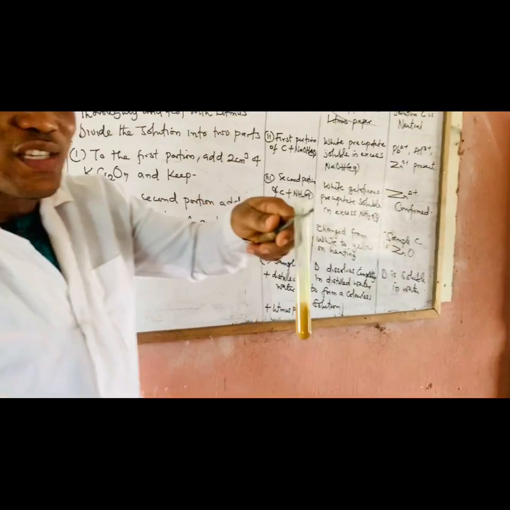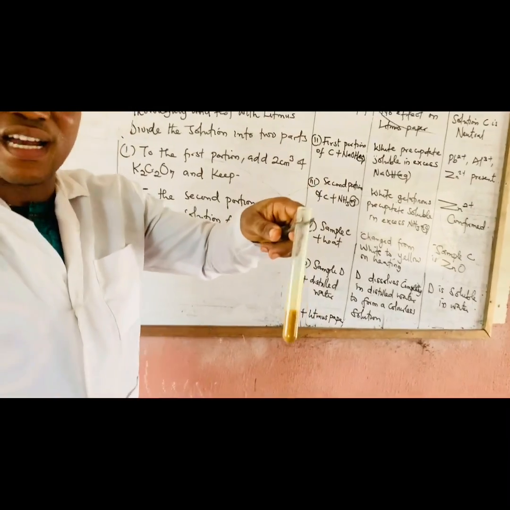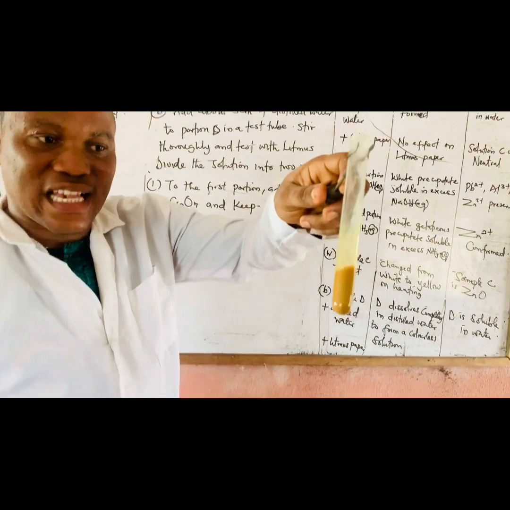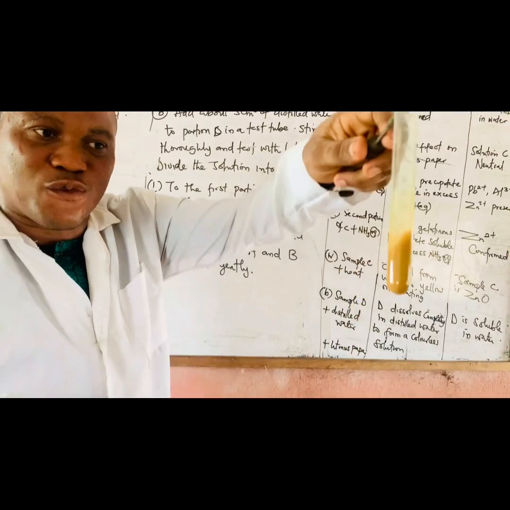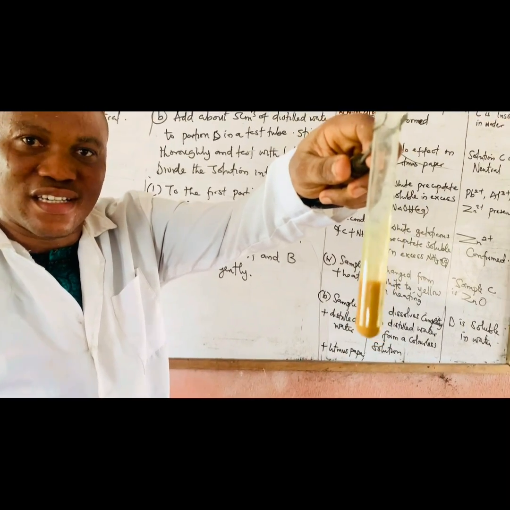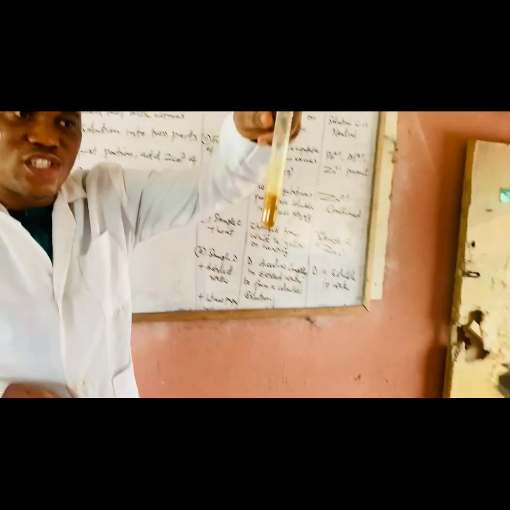Because glucose has the functional group of an alkanal and it's a reducing sugar. So that's the reason why it's now giving a positive test to Fehling's solution A and B. Can you see it? On heating, it's changing to brick red, and that's all.